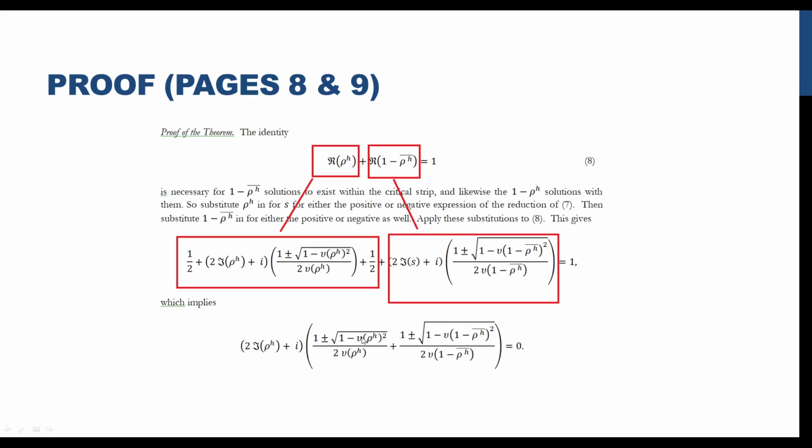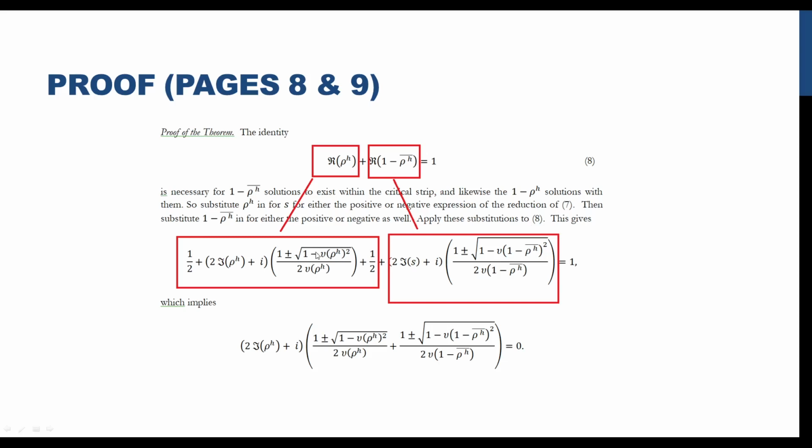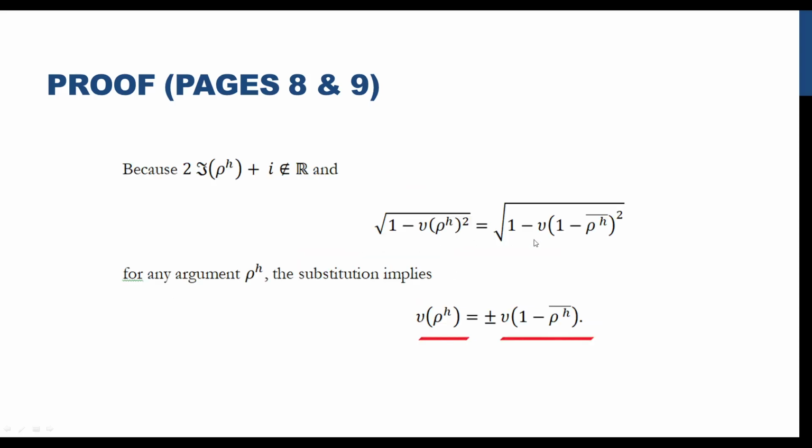The only possibility of any solutions off the critical line must occur when upsilon of rho h equals plus or minus upsilon of 1 minus the complex conjugate of rho h. Why? Because those square roots are going to be equal. If you take the explicit form of 6 and 7 and apply this, they're going to be equal any time you do this. See this? These square roots, here and there, are equal for any arguments of 1 minus the complex conjugate of rho. Everything drops out except this, so we only have 2 things to check.